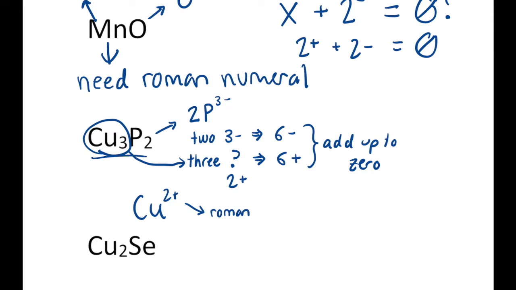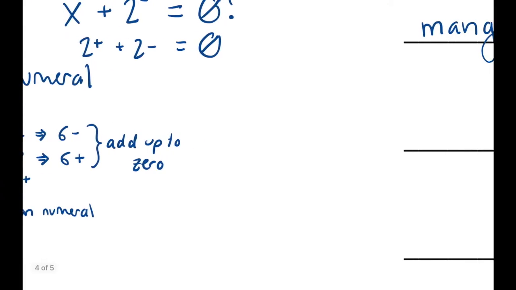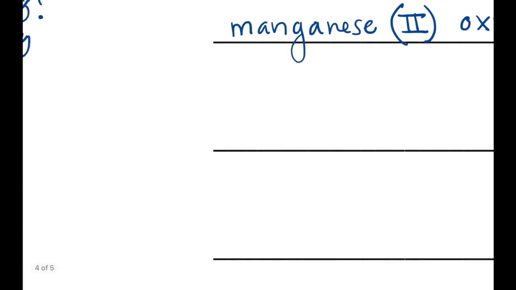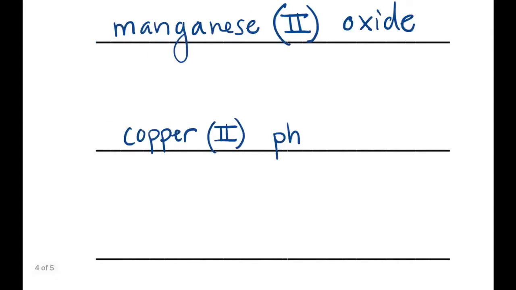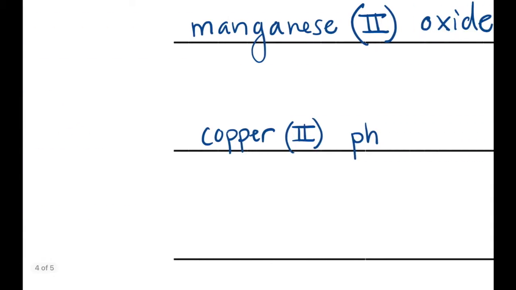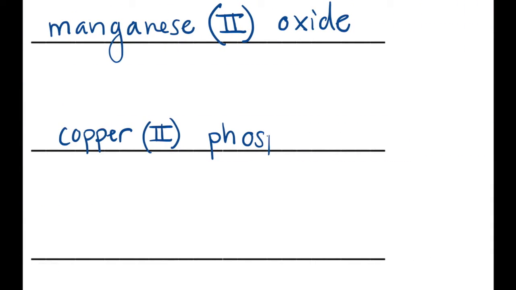Since we know it has a 2+ charge for everything to be balanced, then we know that our Roman numeral is going to be 2. Now remember, Cu, that is copper. So our name here is going to be copper, and then Roman numeral 2 in parentheses. And then we had phosphorus. So remember, we changed the ending of phosphorus to "ide." So we're going to name this phosphide.